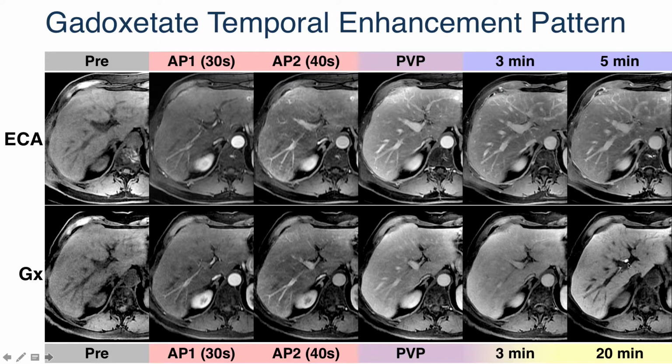We have excretion into the bile duct, and the liver is much brighter than adjacent organs like the kidney, as opposed to here, where the liver is darker than the blood vessels and darker than the kidney. So these are the differences between an extracellular agent and gadoxetate. And this period over here, where the contrast agent is transitioning from extracellular to intracellular, is called the transitional phase.